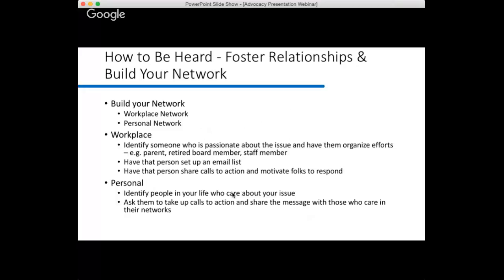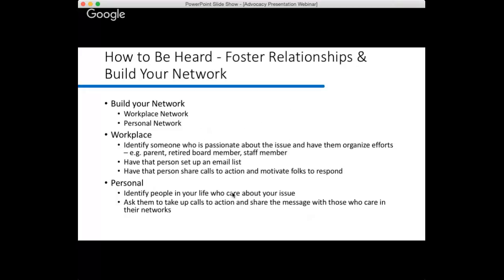In your personal network, just identify people in your life who care about the issue that you're working on. Ask them to take up the calls to action and share the message with those who care in their networks. That's how a real grassroots effort works.